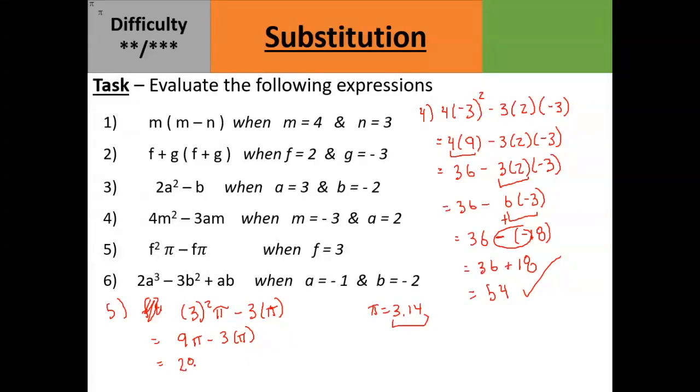9 times pi is going to be 28.26 if we round to 2 decimal places. I have 27 on mine, but 26 might be the case if you use this number. And then take away 3 times pi, which is going to give me 9.42. So I'm going to do that, 28.27 minus 9.42, and I get 18.85 as my final answer.